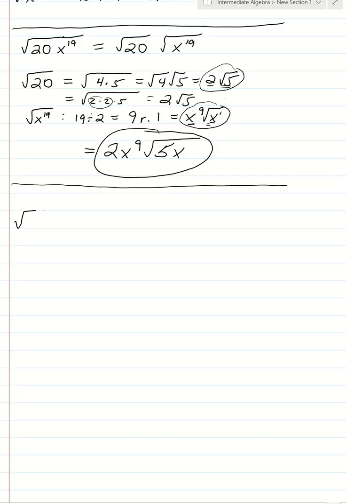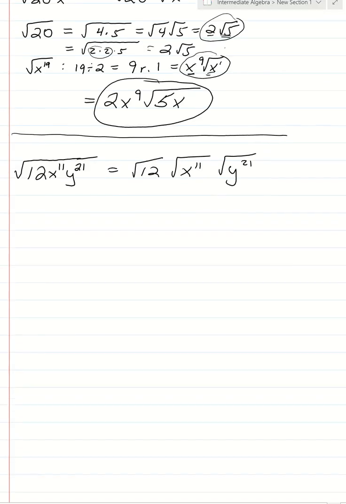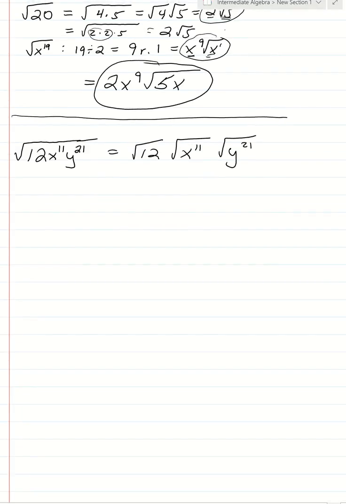Let's take the square root of, let's say, 12 x to the, let's say, 11th power times y to the 21st power. Well, first thing that we would have to do is break this up into the square root of 12, the square root of x to the 11th, and the square root of y to the 21st. Okay, it's that distribution property that allows us to do that. And so now, I'm going to simplify each radical independently.